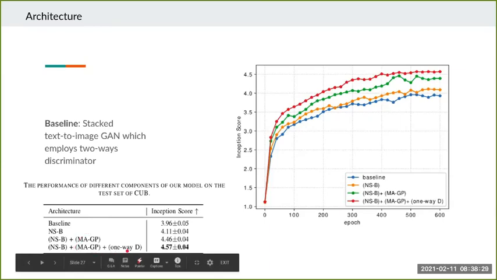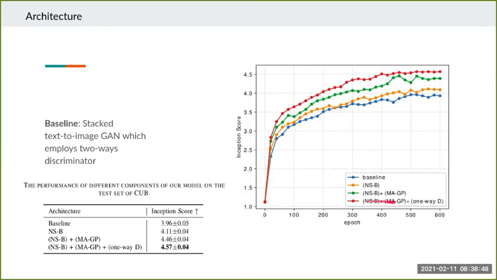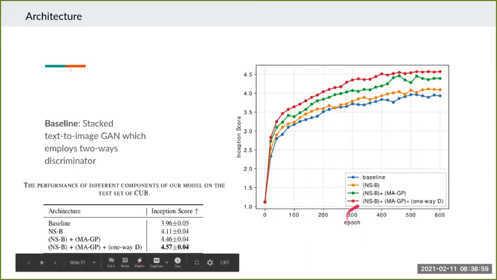And then finally, the one-way discriminator in addition to MAGP, these two go hand in hand. So the one-way discriminator helps the MAGP regularization to work well. These two go hand in hand as per the paper. So as you can see, when all these are added together, the performance or the inception score improves quite well, and the improvement is quite consistent over different numbers of epochs. So that's one aspect of it.